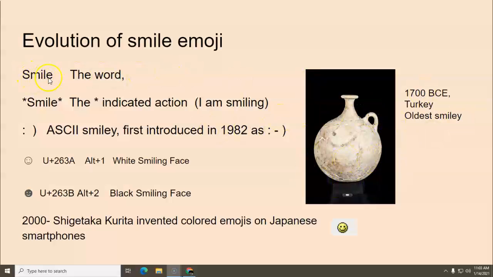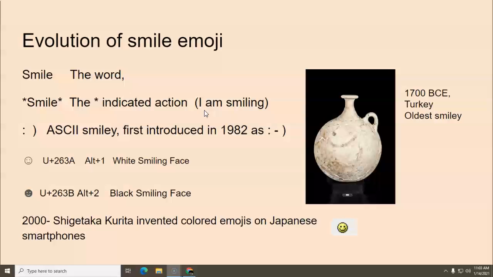So you have smile, which is the word. And then when you were communicating online, and offline too, because people would do it when they write letters and informal things, if you had asterisks around the word smile, that asterisk meant that you were doing it. So it meant I am smiling. So if you were writing a text to somebody back when computers and internet was first invented, and you put asterisk smiles asterisk, it meant I'm smiling.